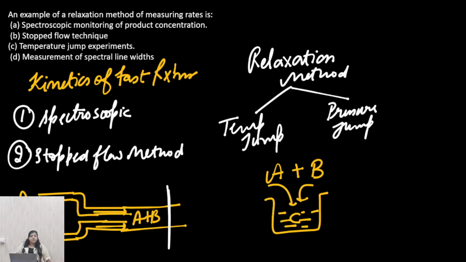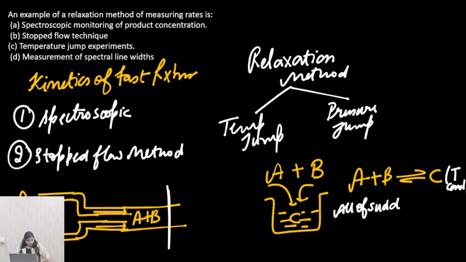So what is going to happen after some span of time? An equilibrium will be established between these species, that is, A plus B will be in equilibrium with C, right? At this equilibrium the temperature is constant. At a particular temperature you obtain this equilibrium value. Now what you do is, all of a sudden you change the temperature of the equilibrium, so the temperature of the equilibrium is disturbed, is changed, right?